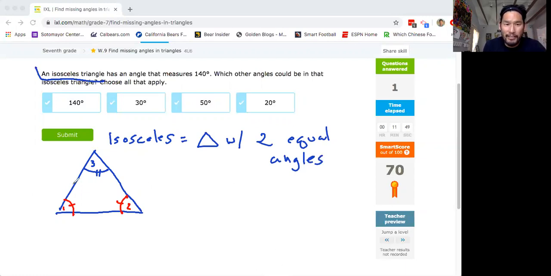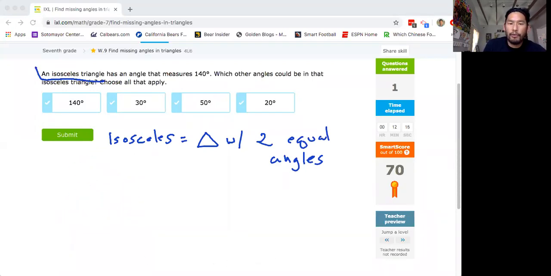Isosceles also means that it has two equal sides, and one thing you'll recognize is that if you have two equal angles, then the side opposite has to be the same size. It's just a fundamental law of triangles. So two equal sides and two equal angles, that's what isosceles means. So if your triangle, let me erase this.